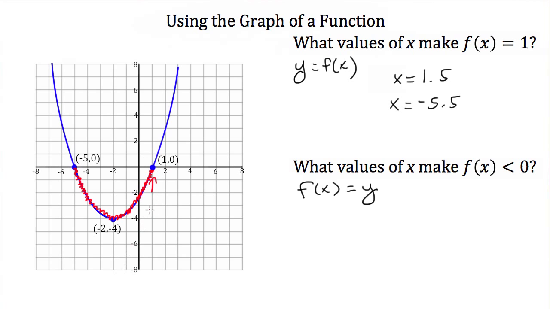This point has an x value of 1. So if we're less than that, we should get a negative y value. I also have an x value here of negative 5, and if we're greater than that, again, we should get a negative y value. So our values of x that make our function negative are that x has to be greater than negative 5, but less than positive 1. These values of x should get us a negative y value, and therefore should make our function less than 0.